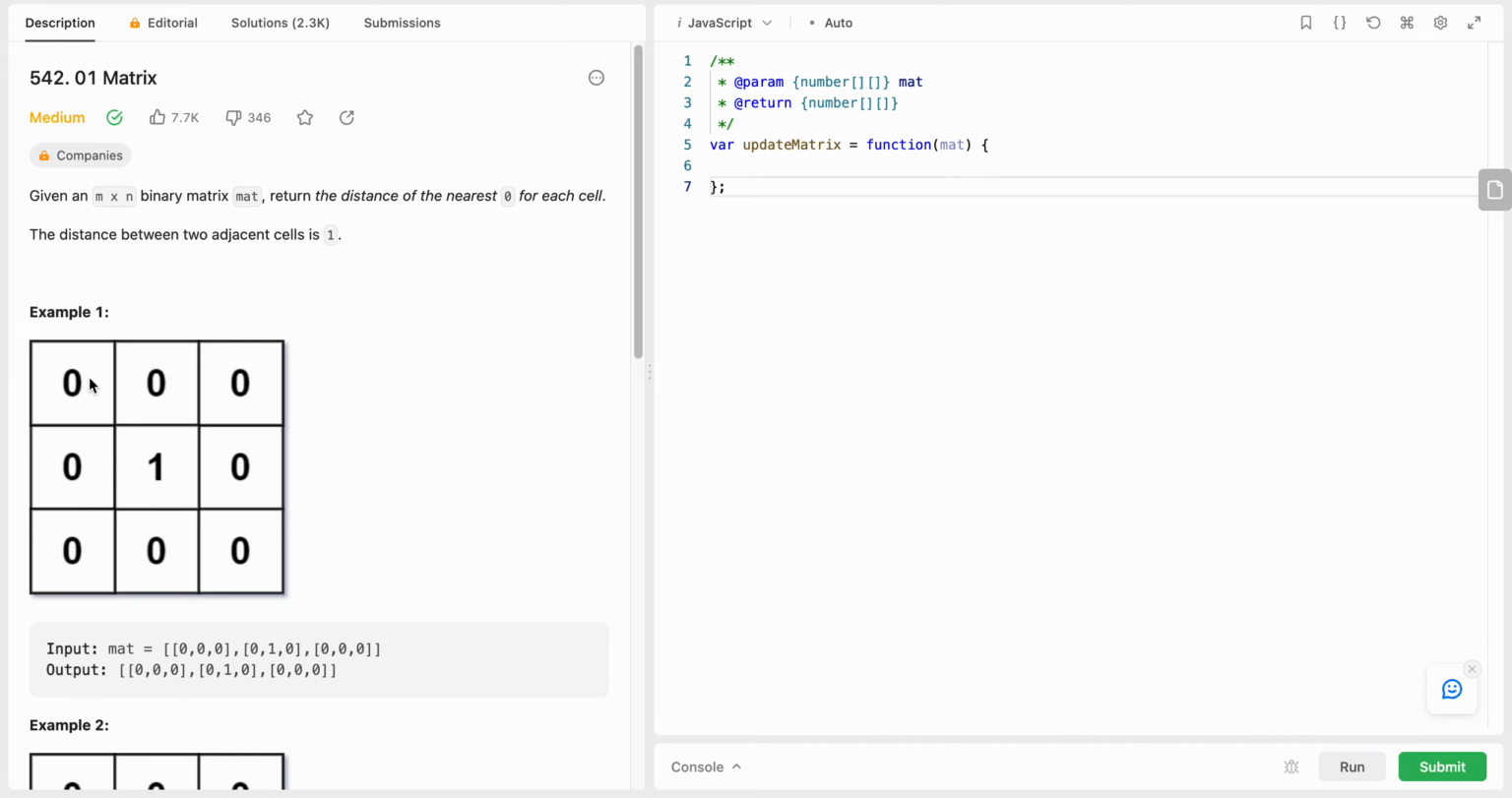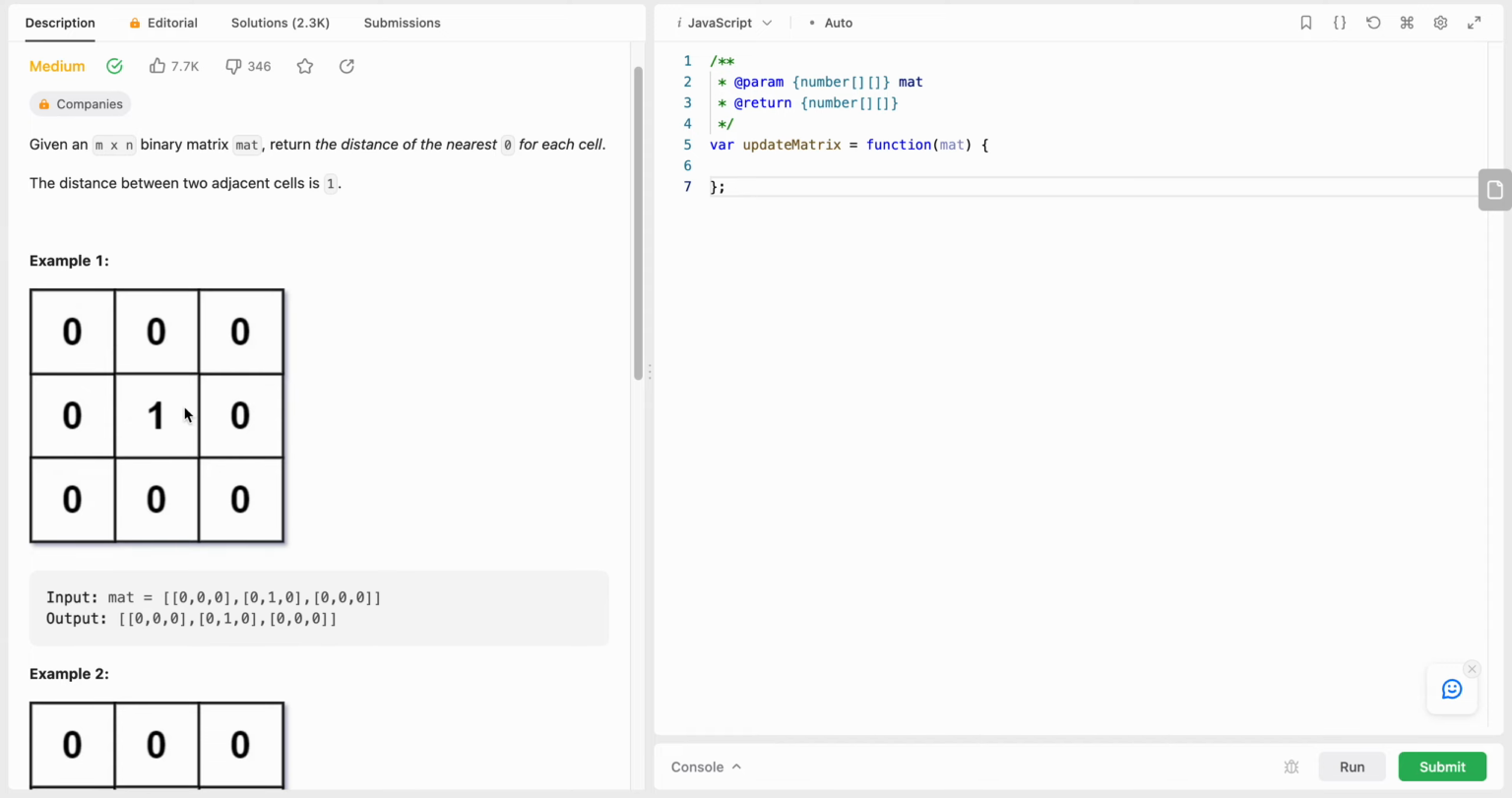So the distance between this cell and this cell is equal to 1, and the distance with its own cell is equal to 0. So let's look at this example here. As this cell is already 0, the distance to itself is 0, and hence the answer here is 0. The same is for all of these values. And what about this cell? For this cell, the nearest 0 is its adjacent cell, right? So the distance between these two adjacent cells is 1, so that's why the result is 1.